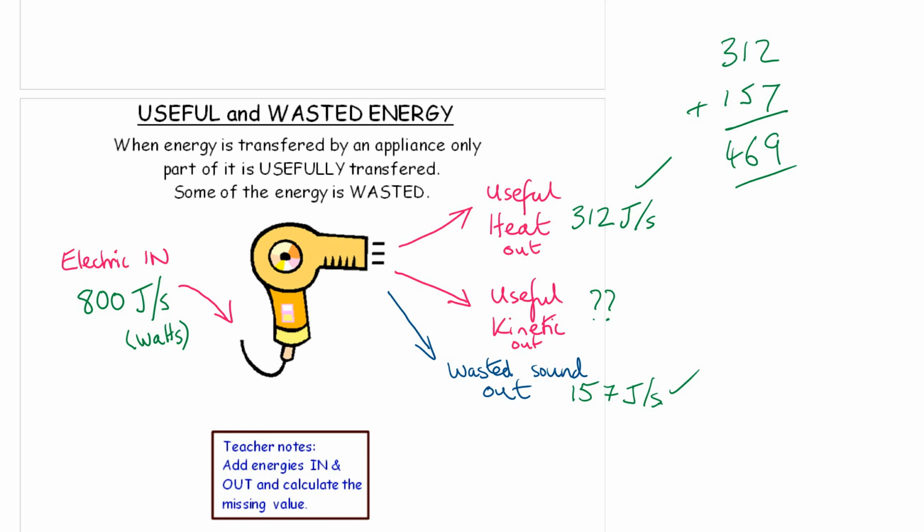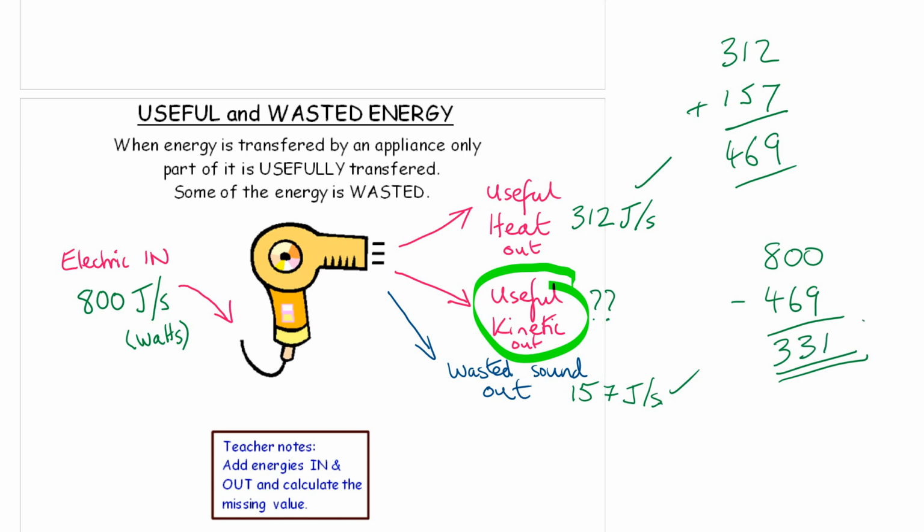The energy in is 800. If we take away the 469, we should then work out what the useful kinetic energy was. Using my calculator now. You can always use a calculator in your science exams, but I'm showing the examiner my workings, and the answer is 331 joules per second. So that value here relates to that there.